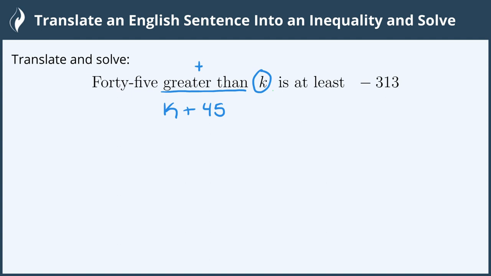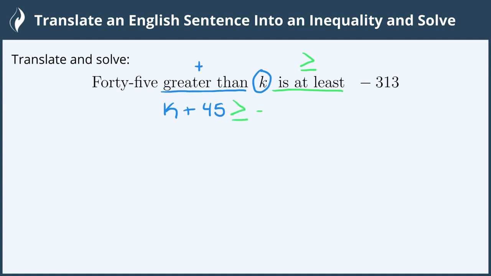Now the next part says, is at least negative 313. Is at least translates into greater than or equal to. And this makes sense. You can think of it as, I have at least one friend. I have at least $1. I have at least 2 apples, meaning that all of those are at the very bottom. I have more, but that's the very least amount that I know for sure is the very bottom of whatever we're working for. So there's ample amount of room to have more. So this is greater than or equal to.